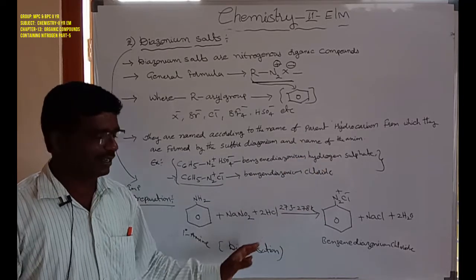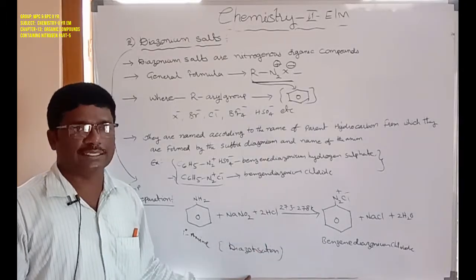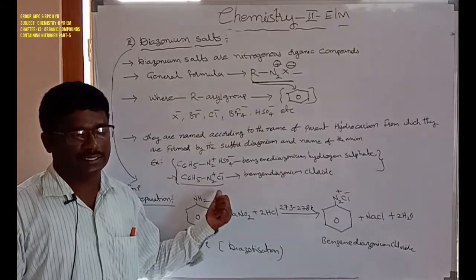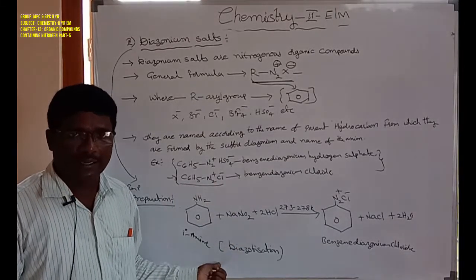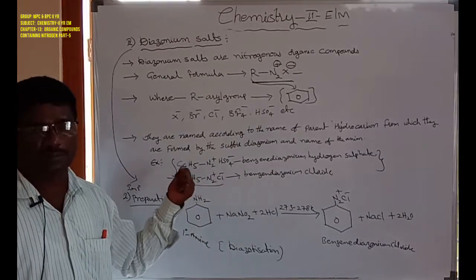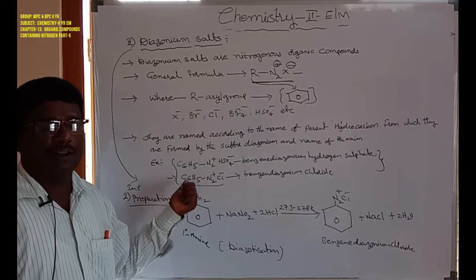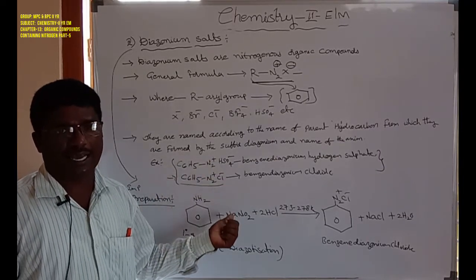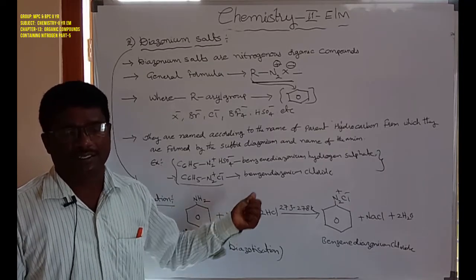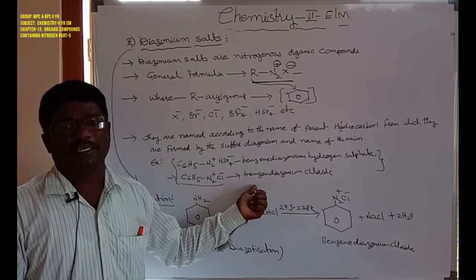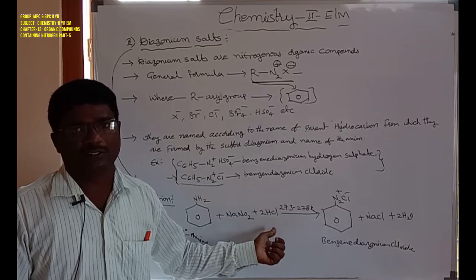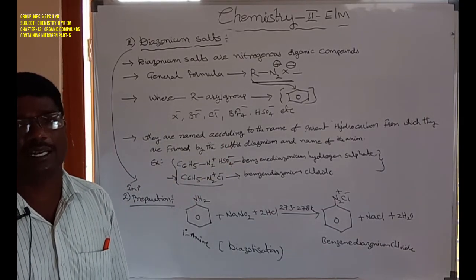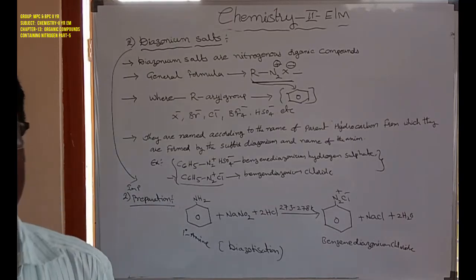This reaction is also known as diazotization. What is diazotization? Diazotization means the preparation of diazonium salts: an aromatic primary amine or aniline treated with nitrous acid at a low temperature forms benzene diazonium chloride. This reaction is called the diazotization reaction.